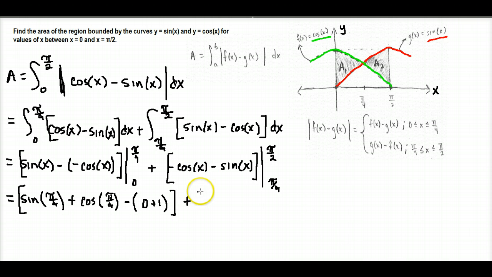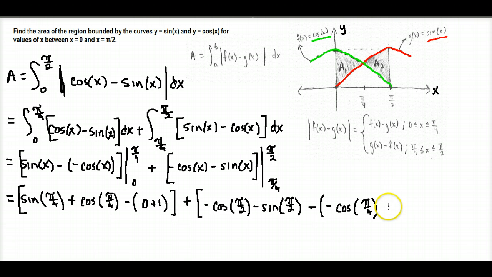Then we come here and do the second part. So now we have minus cosine of pi over 2 minus sine of pi over 2. And then we need to subtract, and that would be minus negative cosine pi over 4 minus sine of pi over 4. And that's the second part.